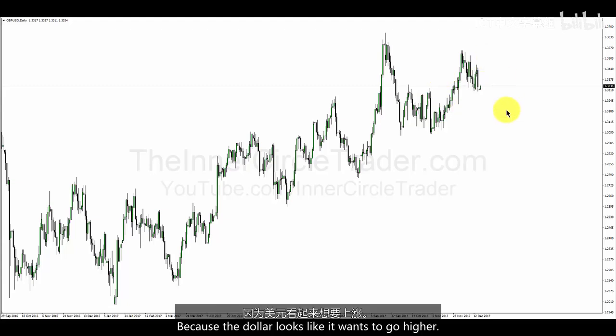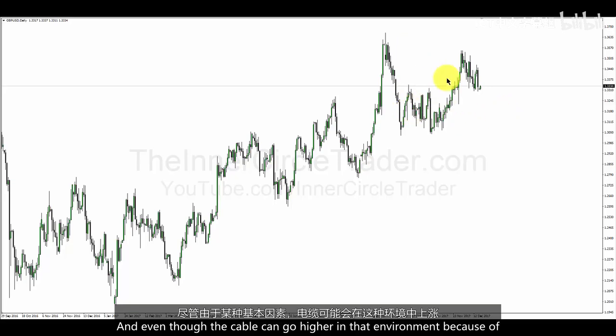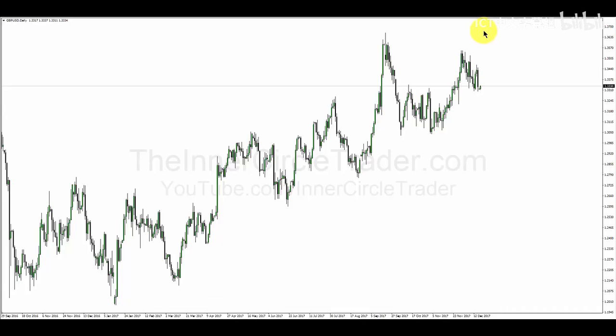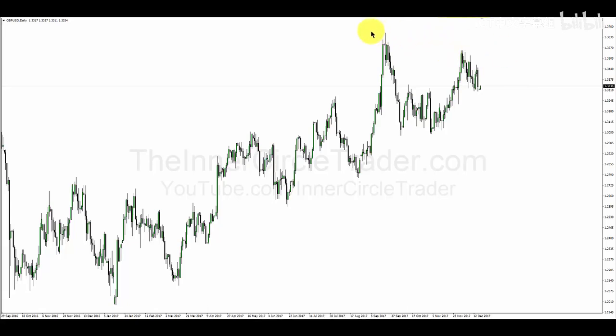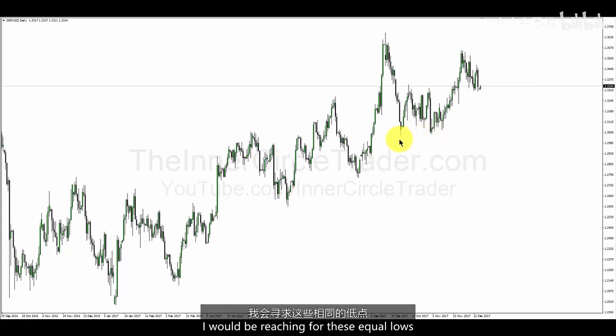Why? Because the dollar looks like it wants to go higher, and even though the cable can go higher in that environment because of some fundamental factor that I don't know about, and it could happen, and that's the risk we have in trading. That's why we have to have stop losses and such. But I don't see that that's likely to occur given the conditions in the marketplace here. So this pair I wouldn't touch, but if I had a gun to my head, I would be reaching for these equal lows because of the dollar bullishness as outlined at the beginning of the video.